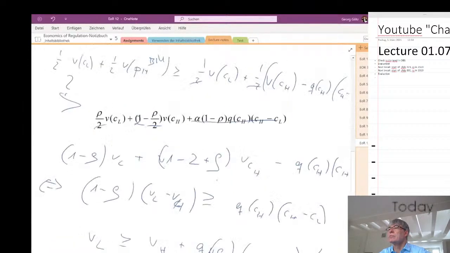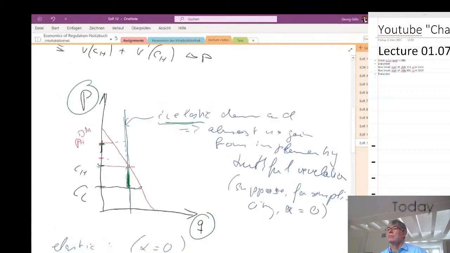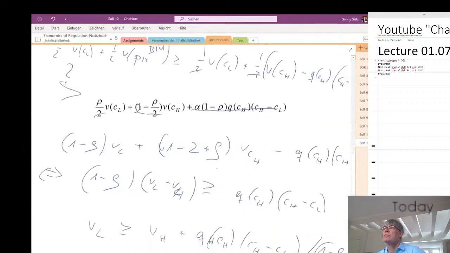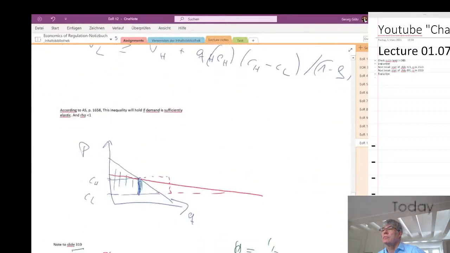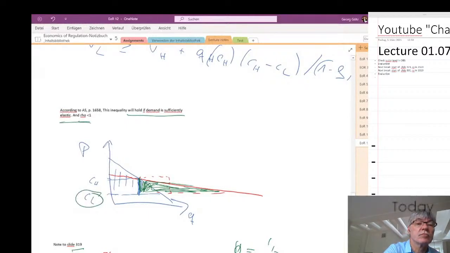If demand is elastic, where is demand elastic? I have a diagram here as well, didn't I? Yeah, here it is. Okay. With demand elastic, you see you have a really huge rectangle here. Consumer surplus gain from inducing truthful revelation, okay? And now with monopoly, your chance that you get the low outcome is much higher than with competition, because there you have rho smaller than 1, okay?